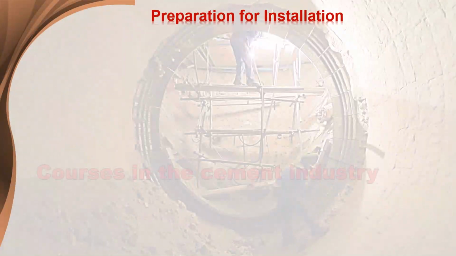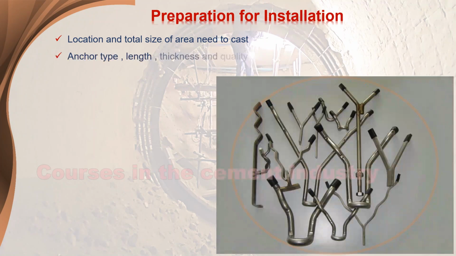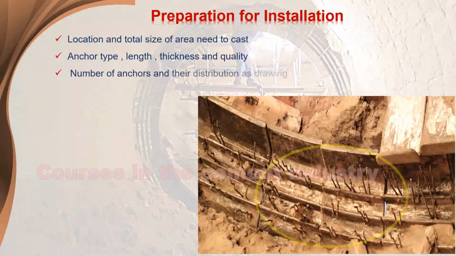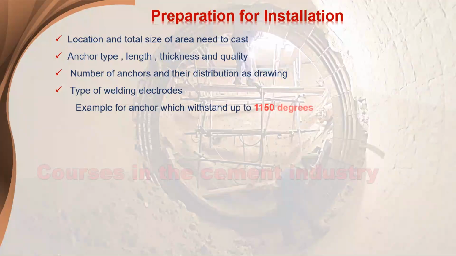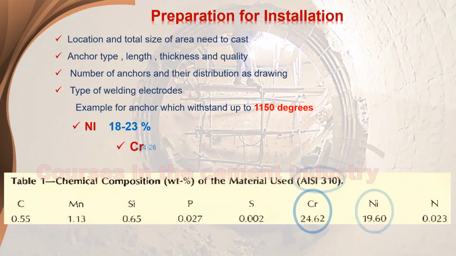Preparation for installation. 1. Location and total size of area that needs to be cast. 2. Anchor type, length, thickness, and quality. 3. Number of anchors, and their distribution as per drawing. 4. Type of welding electrodes. Example for an anchor which withstands up to 1150 degrees: nickel ratio 18 to 23%, chrome ratio 24 to 26%.